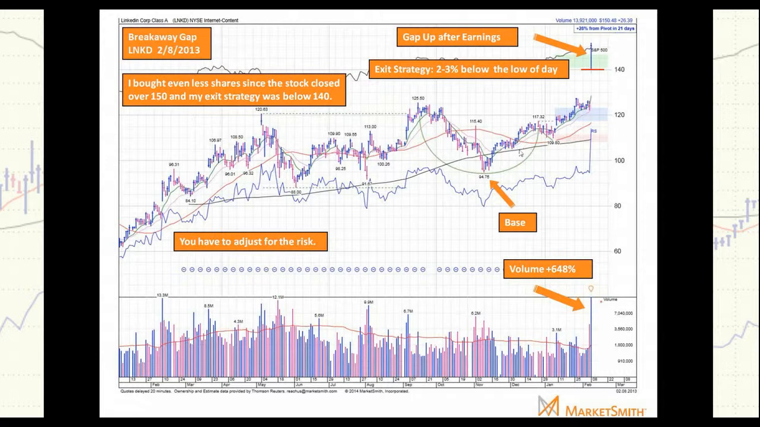Theoretically, you could have argued that this was more a continuation gap. Maybe it got too excited. It could have been exhaustion, right? Because it was so far away from the base at this point. That's why I went in super small at this time.